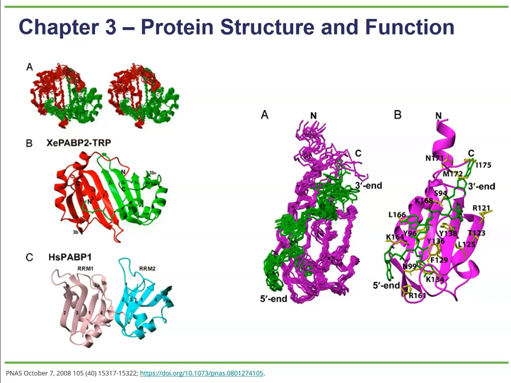In chapter 3, we'll talk about protein structure and protein function and how these amino acids, these long chains of amino acids, self-assemble and interact with each other based on intermolecular forces. So these are all things that we'll talk about in this chapter lecture.